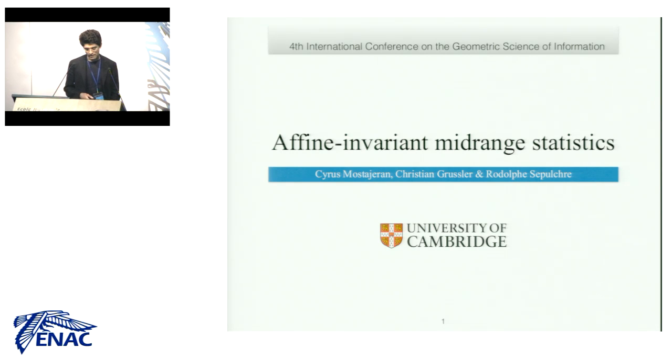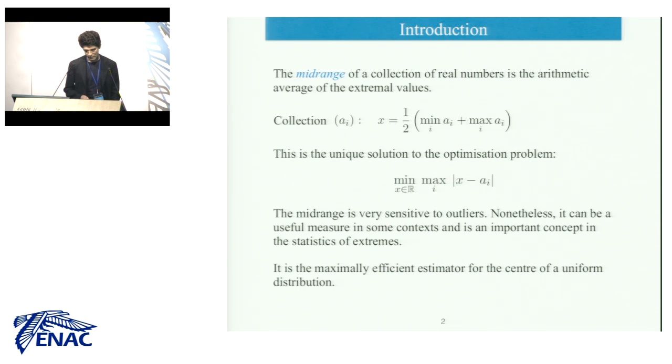I'm going to be talking about affine invariant mid-range statistics, and this is going to be based again on symmetric positive definite matrices, so it's very much continuing the theme for the session so far. Just to start at the basics, the mid-range of a collection of real numbers is simply defined as the arithmetic average of the extreme values.